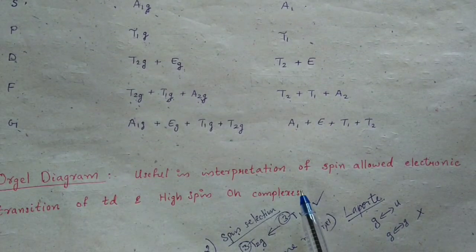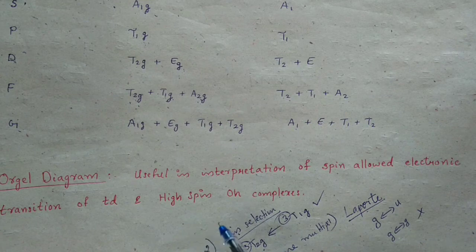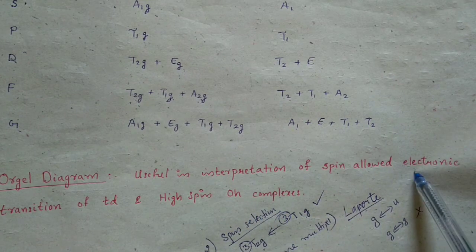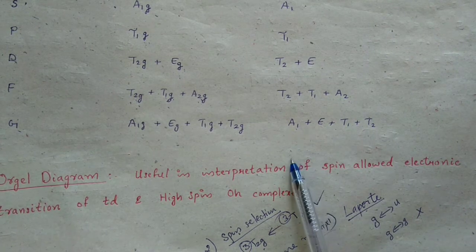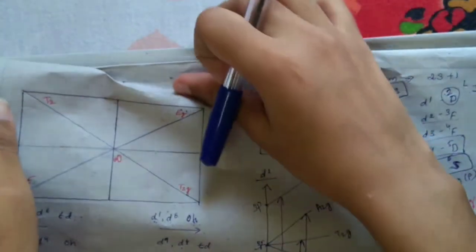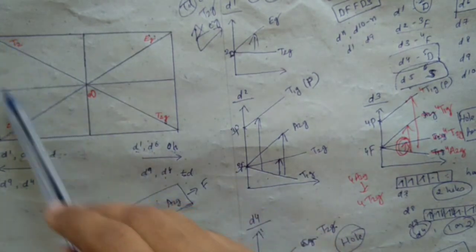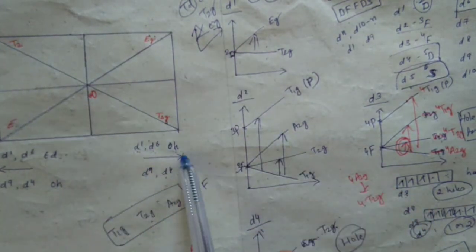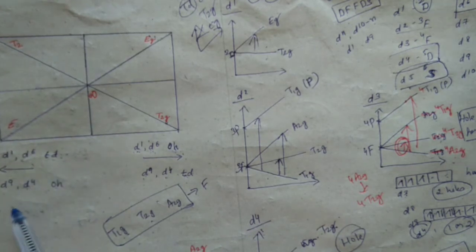We discussed the Orgel diagram. It is useful in interpreting spin allowed electron transitions of tetrahedral and high spin octahedral complexes. What is a spin allowed electron transition? It should have the same multiplicity. So that is a spin allowed transition. This is the generalized form for D1, D6 octahedral, D9, D4 tetrahedral, and D1, D6 tetrahedral, D9, D4 octahedral.